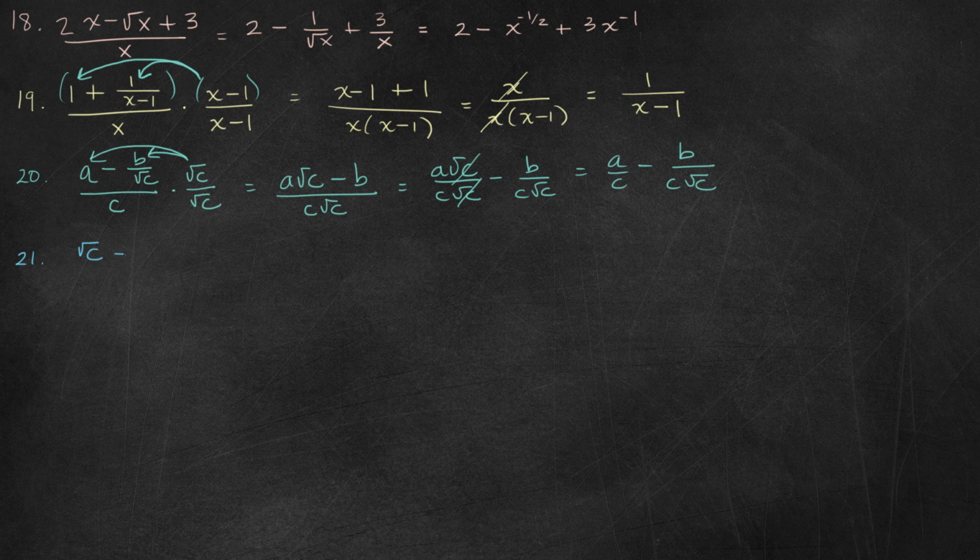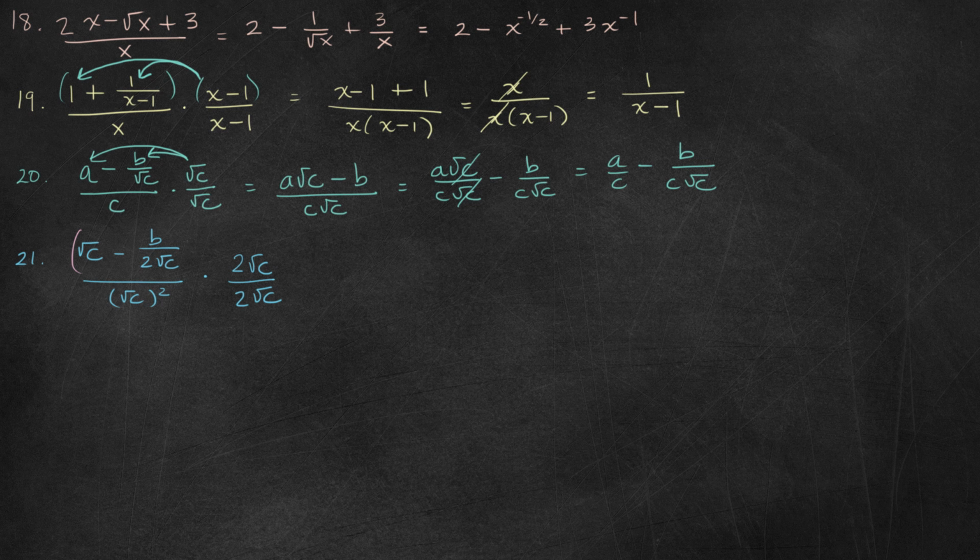Square root of c minus b over 2 root c, all over square root of c squared. Okay, so again, I'm looking for that LCD, my least common denominator, which is 2 root c. So I'm going to multiply the outside fraction by 2 root c over 2 root c.